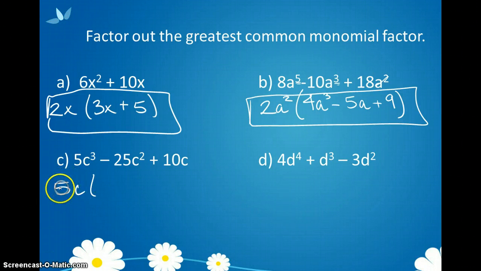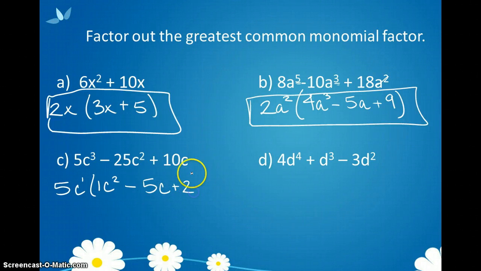Now what's left? 5 times what gives me 5? Well, 1, but we won't write the 1 usually. And then c times what gives me c cubed? Well, if you had 3 and you took 1 off, you just have c squared left over. Minus 5 times what gives me 25? 5 times 5. And I had c squared, and I'm taking off a c, so it's just going to be 5c.